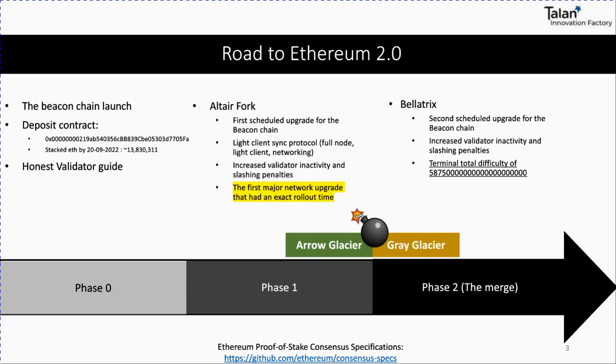And after two delays, we finally had the last step, which is the Bellatrix upgrade. It's the second scheduled upgrade for the Beacon chain, and it introduced the final validation incentive and slashing penalties. And in terms of when it happens, it happens at the terminal total difficulty that appears here. So that's most of what we have as steps.